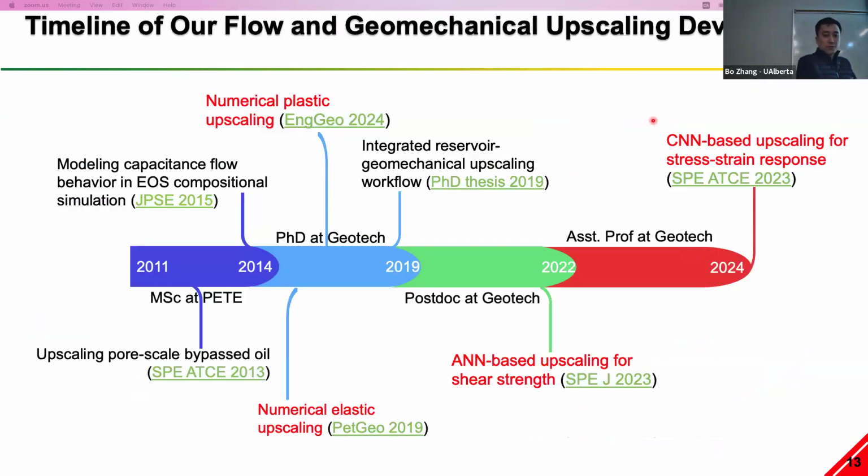So this is a timeline for our flow and geomechanical upscaling development. I mainly focused on flow-based upscaling during my MSc, which I won't discuss today. But during my PhD, when I was working with Dr. Rick, Dr. Deisman and also Dr. Bovell, we developed both numerical elastic upscaling and numerical plastic upscaling. And during the postdoc, we further extended that into an ML-based upscaling for shear strength. And now we also have a CNN-based upscaling for stress-strain responses. I will feature those four papers in the upscaling.